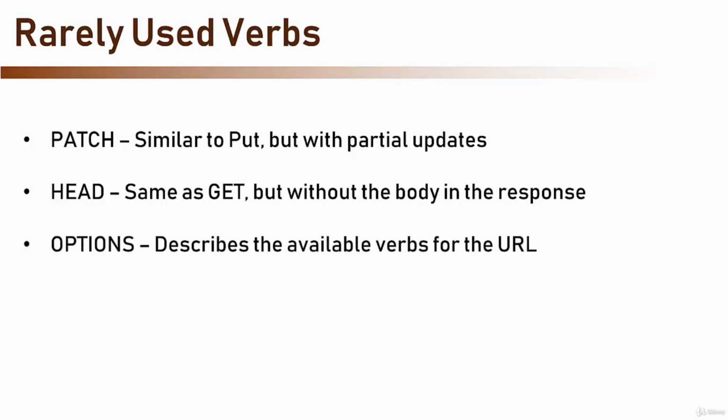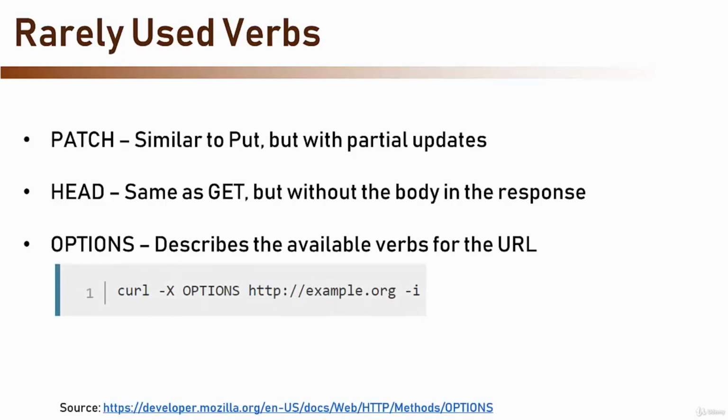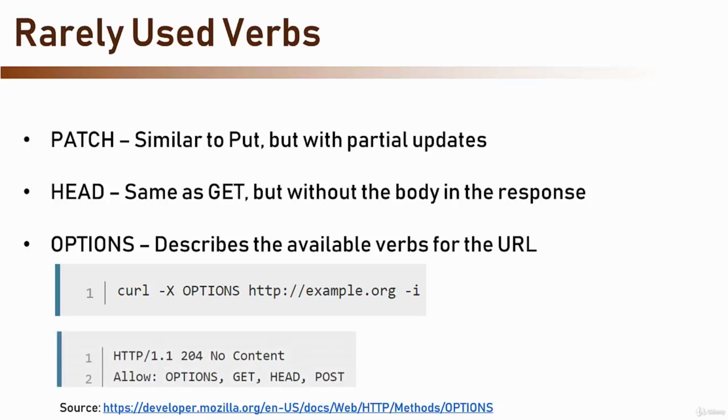The last verb is OPTIONS. An OPTIONS request asks the server to specify the supported verbs of a specific URL. For example, if I send an OPTIONS request, and in this case it is sent using the curl command, then the server will respond with something like this. So you see that the response contains the Allow header with OPTIONS, GET, HEAD, and POST, meaning those 4 verbs are supported for the URL specified, the example.org URL. So this is a way for the server to notify the clients which verbs they can use when accessing it.